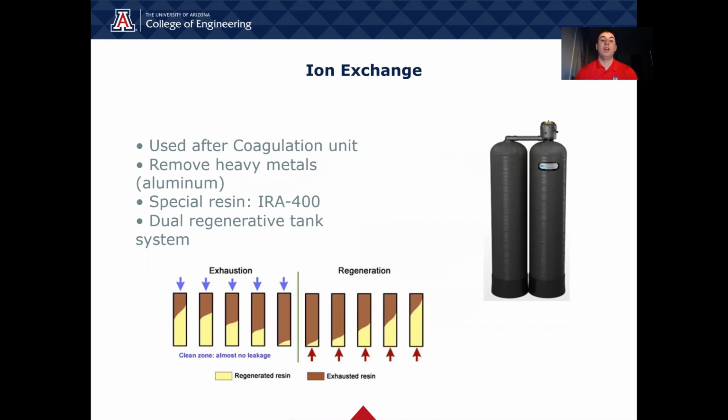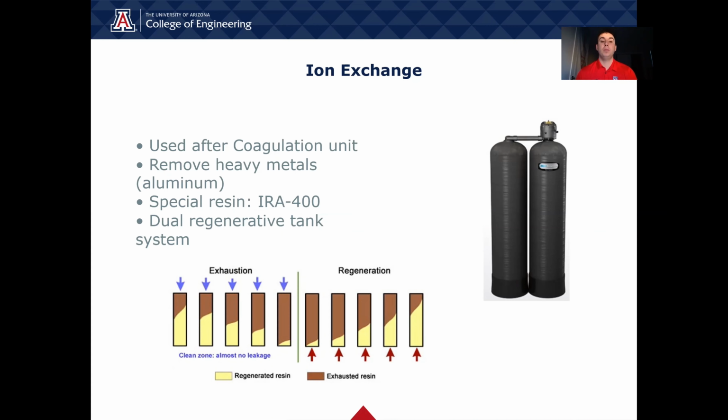It is designed to remove heavy metals such as aluminum so that the water from the backwashing of the coagulation unit can be reused in the raw water vessel. So we're not wasting so much water. So with the resin used, the IRF 400 has been shown to selectively remove aluminum and replace it with sodium.